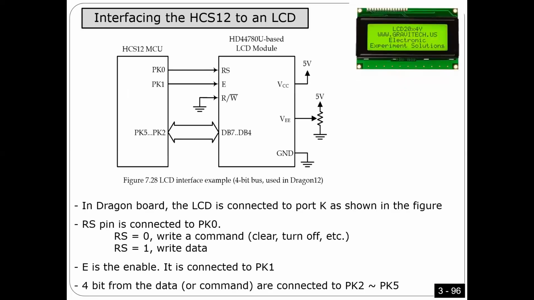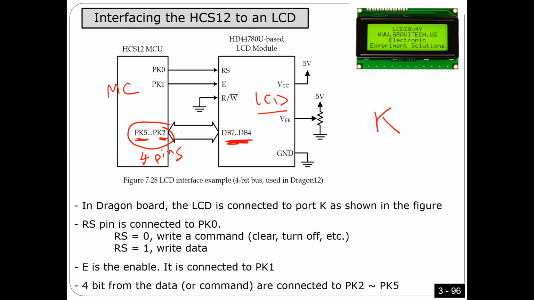Okay. So here, guys, this is our microcontroller. This is the LCD. Let's see how it is connected. You can see here, guys, we use port K to connect our microcontroller to the LCD. How? I'm going to use PK2 to PK5, which are four pins, and connect them to the LCD's DB4 to DB7.